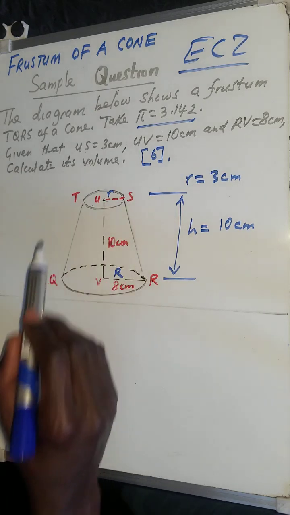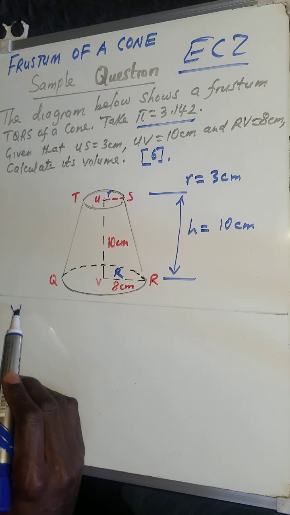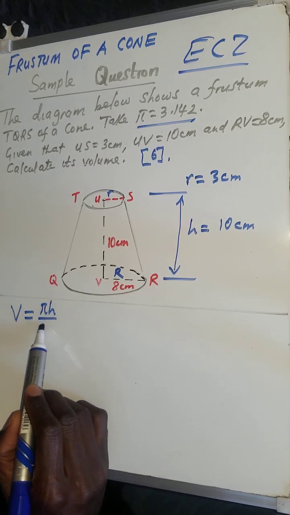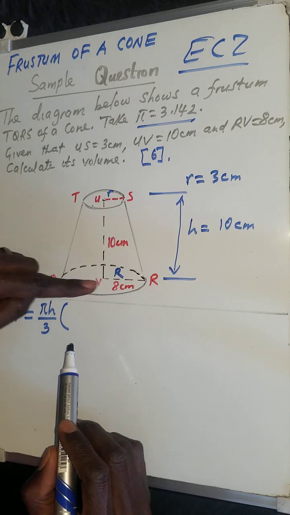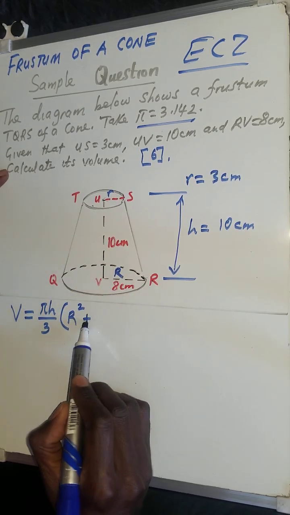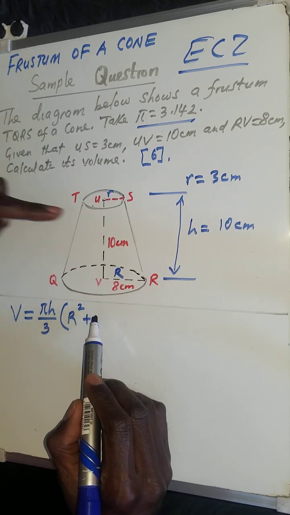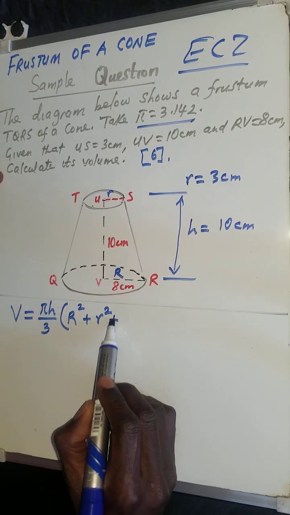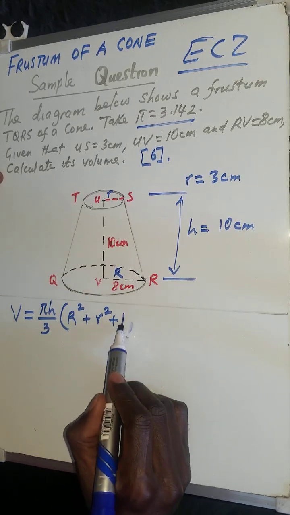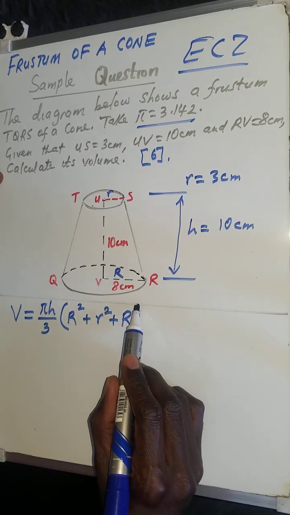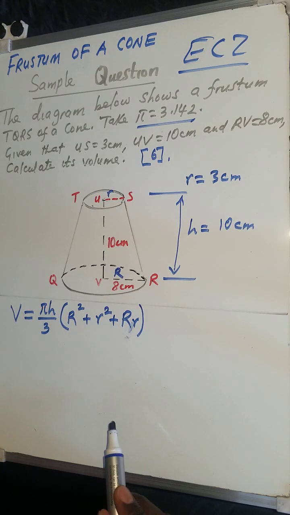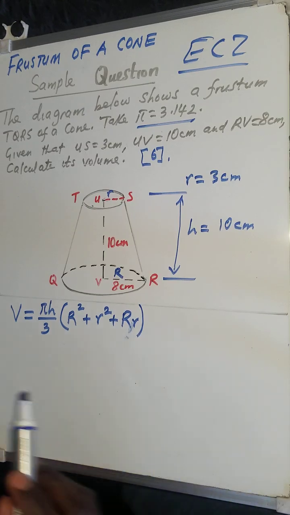Well, to find the volume of the frustum, you can apply the formula V is equal to pi h over 3. Then you get the radius of the bigger circle at the bottom and square it, plus the radius of the smaller circle squared, plus the product of the radius of the bigger circle multiplied by the radius of the smaller circle. So that's the formula that you can apply.